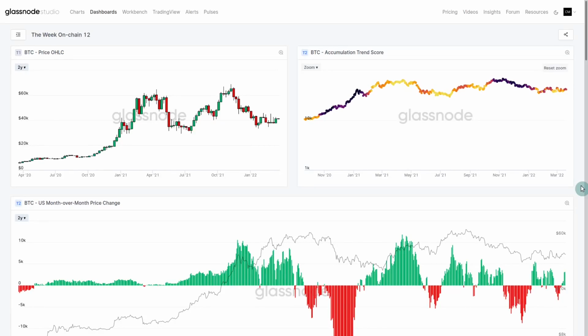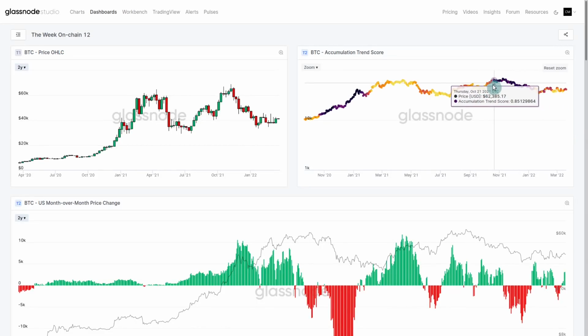And this is looking at on-chain data. We'll see these purple colors closer to one, which is signaling that there is accumulation going on. Conversely, when we have distribution or a lack of accumulation, we're going to have more yellow colors, and that's going to trade close to a value of zero.